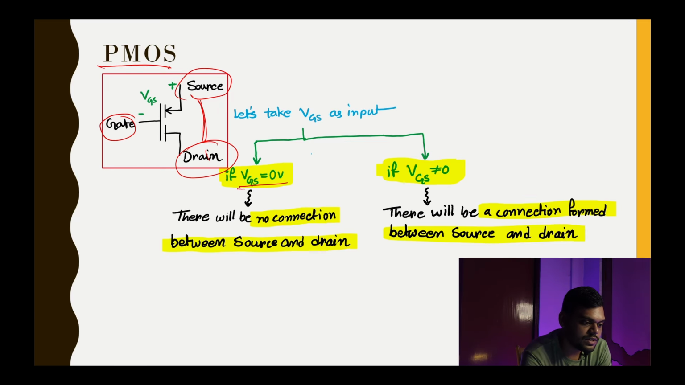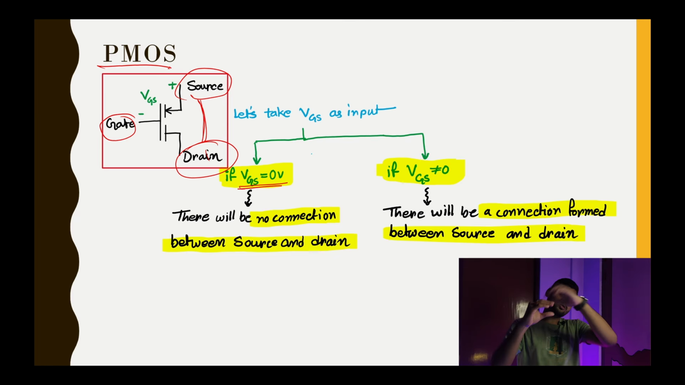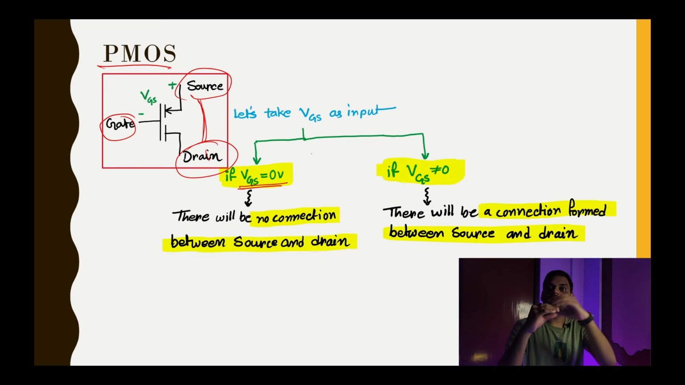If VGS becomes 0 volt, there is no voltage difference between gate and source, so there will not be any voltage difference developed between drain and source, and there will not be any current flow between drain and source.